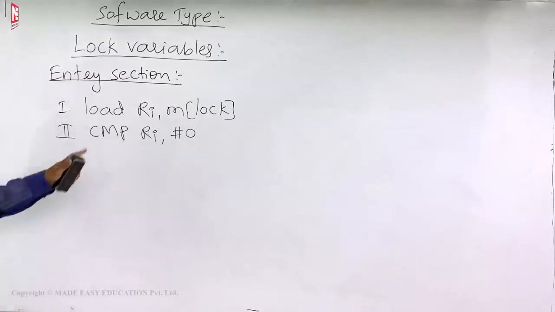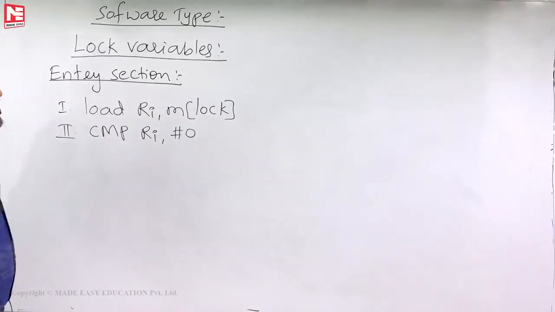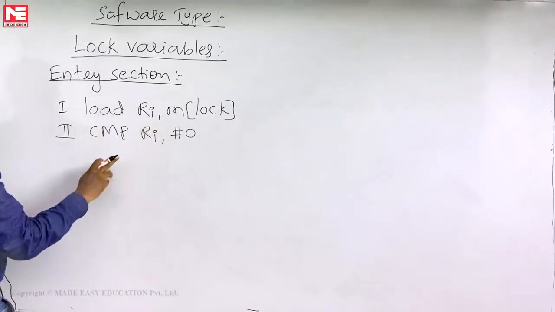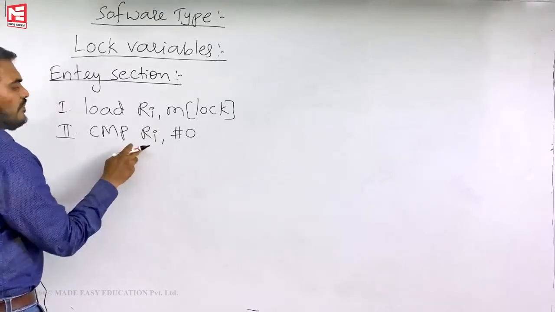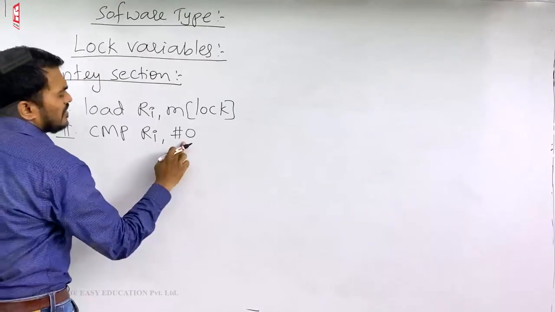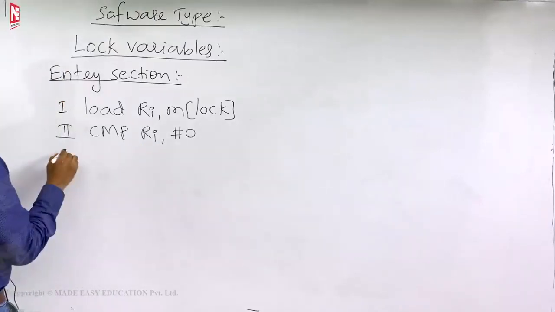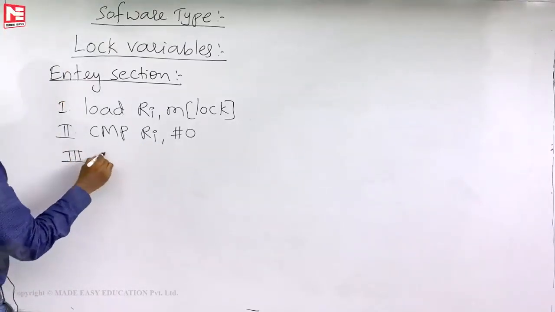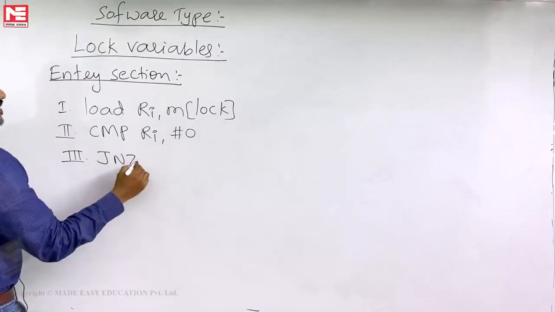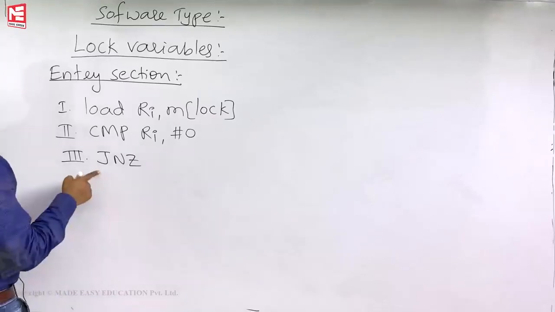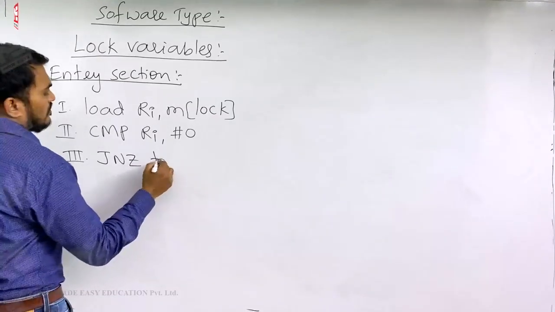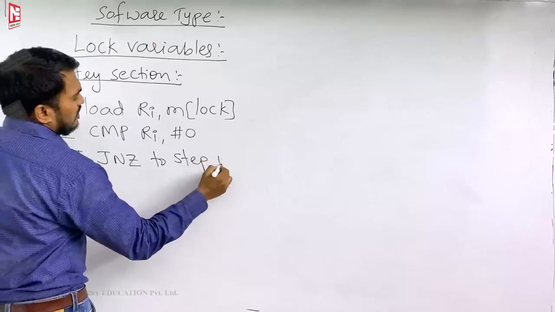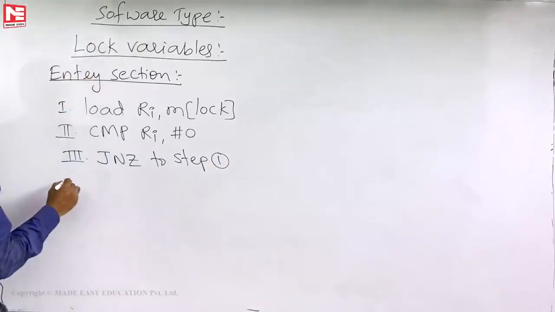Load the value of lock into register Ri. Second, CMP, compare the register value with the number 0. And next, the third instruction, JNZ. It means jump if it is non-zero to step 1.